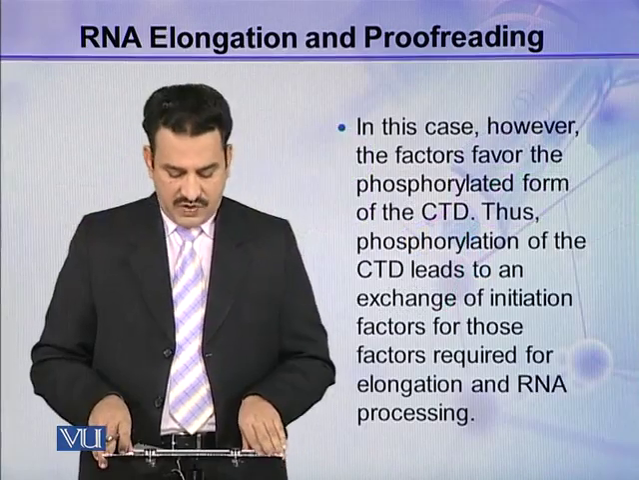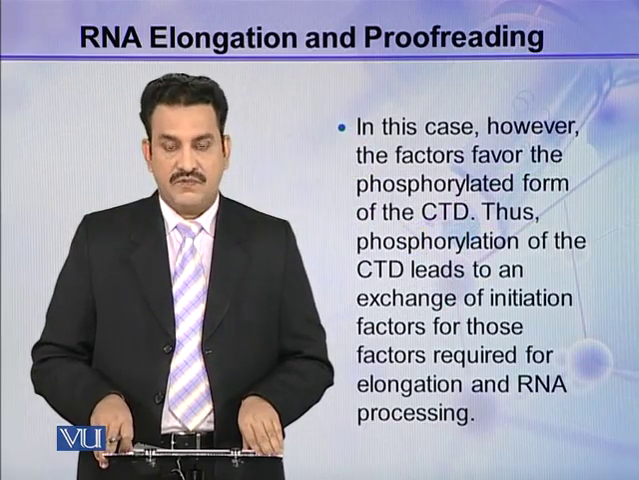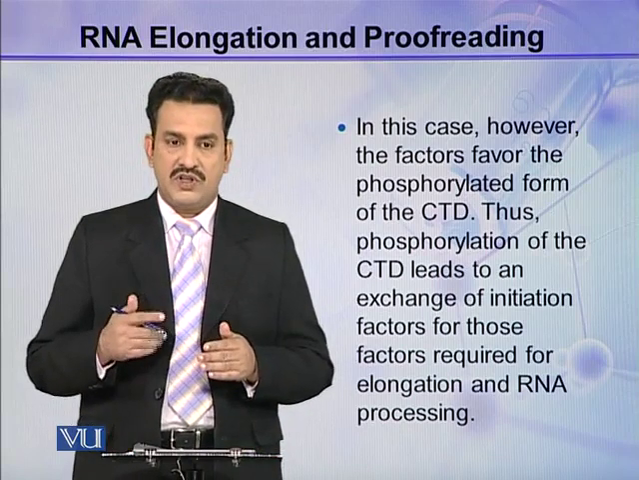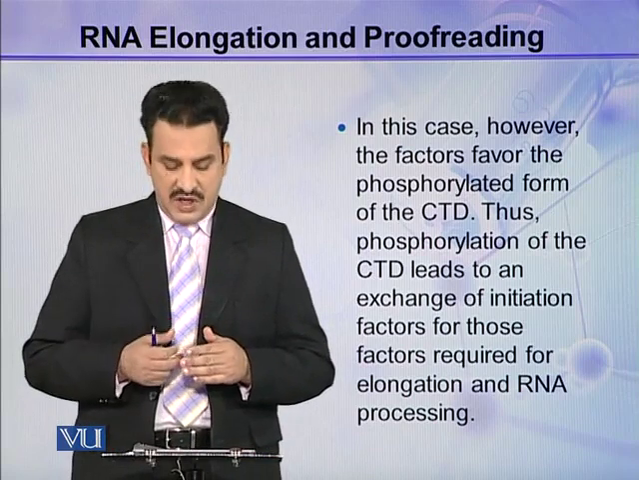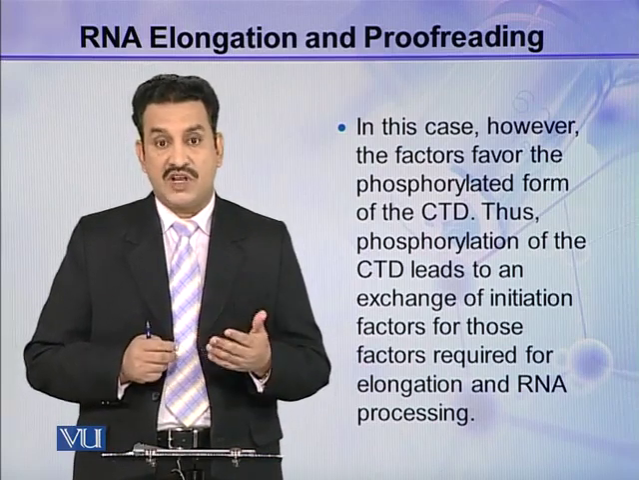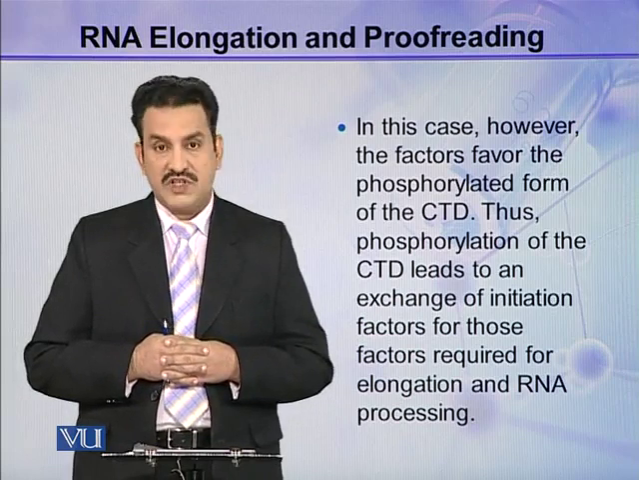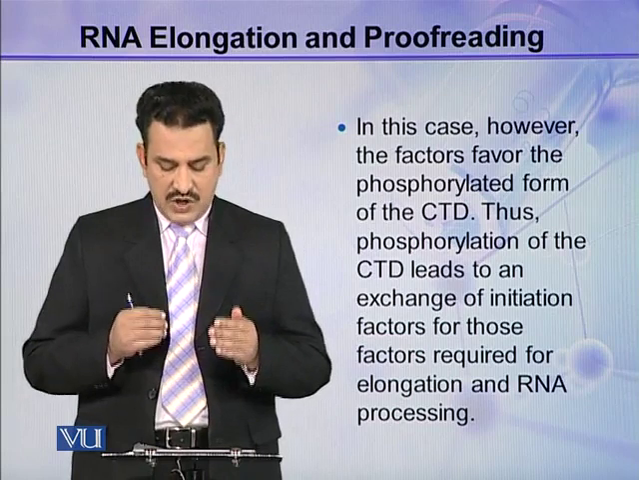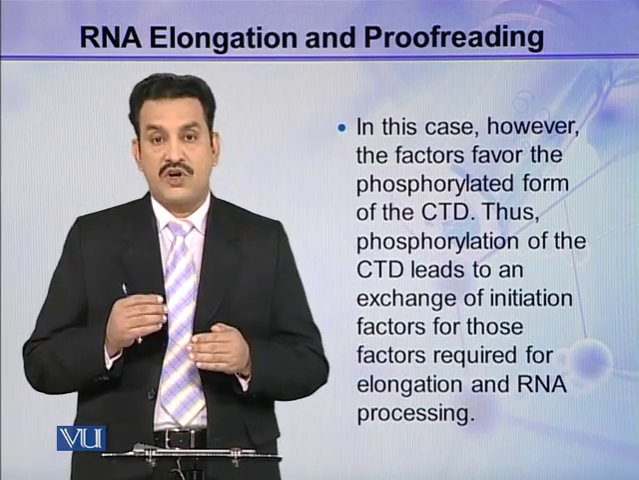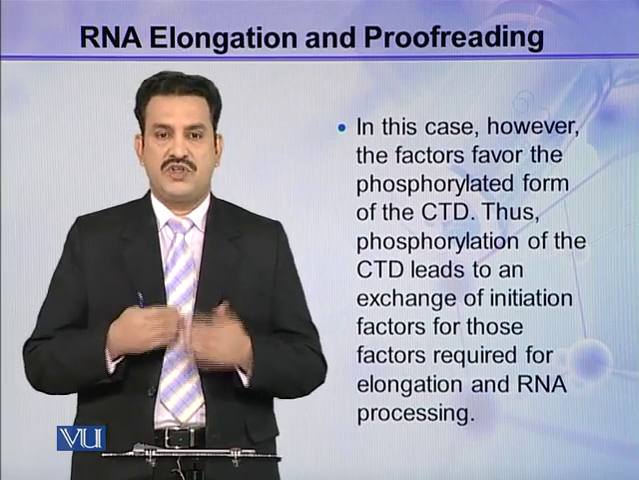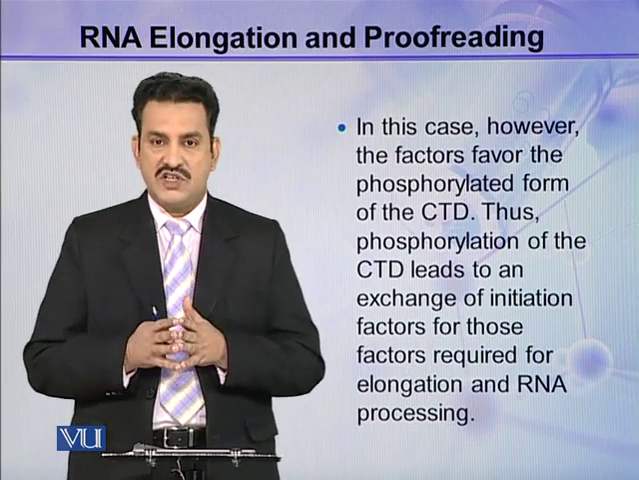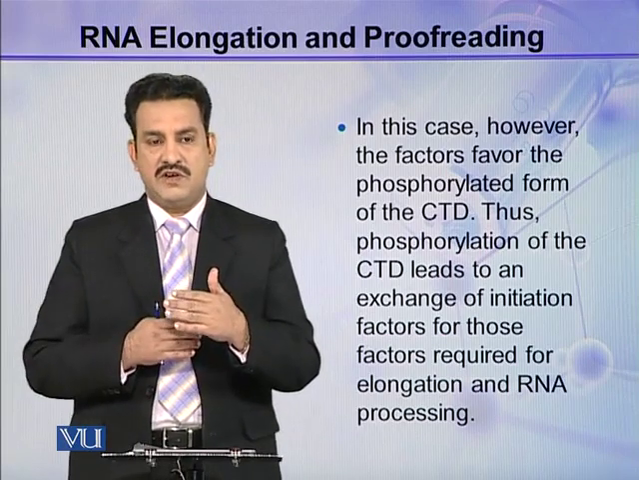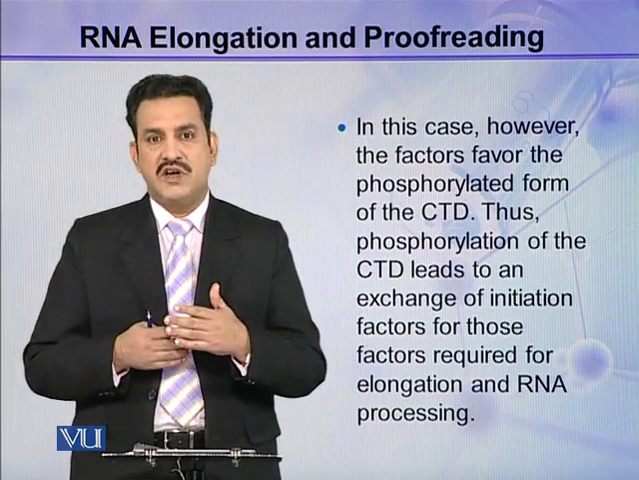In this case, however, the factors favor the phosphorylated form of the CTD. So before these factors can be recruited, the CTD should be phosphorylated. Thus, phosphorylation of the CTD leads to an exchange of initiation factors for those factors required for elongation and RNA processing. So once the CTD tail is phosphorylated, it results in the exchange, or replacement, of these factors.